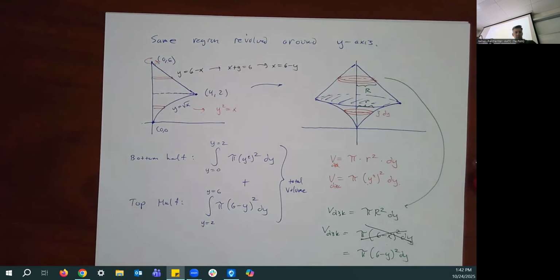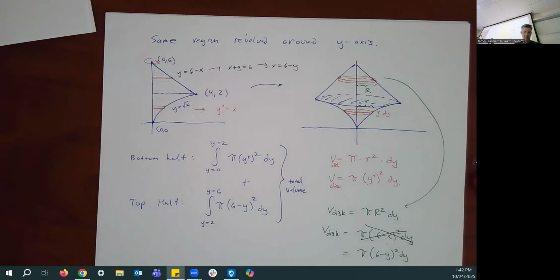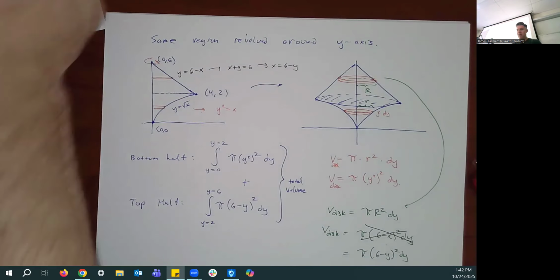Where'd you go? Examples. Sorry, I've got examples all over the place. Let's make sure I'm doing the ones I like. Let's look at this one over here. Are you the one? No, that's okay. I know what it is.